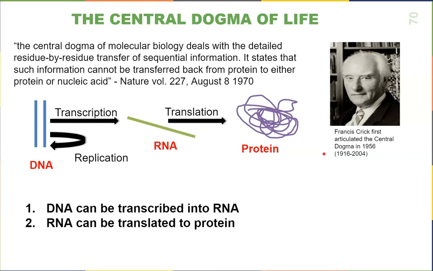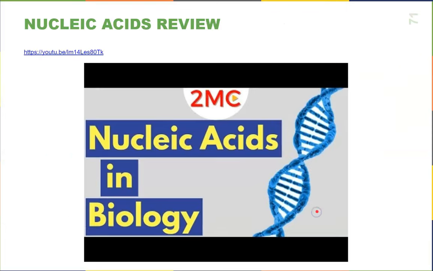Okay. So DNA is involved in what's called the central dogma of life. The central dogma is basically saying that we go from DNA to RNA to protein. So that is the streamline of information, right? We have DNA, we use that DNA to make RNA, we use that RNA to make protein. Okay, so that's what the central dogma is. Francis Crick first articulated the central dogma in the 50s.